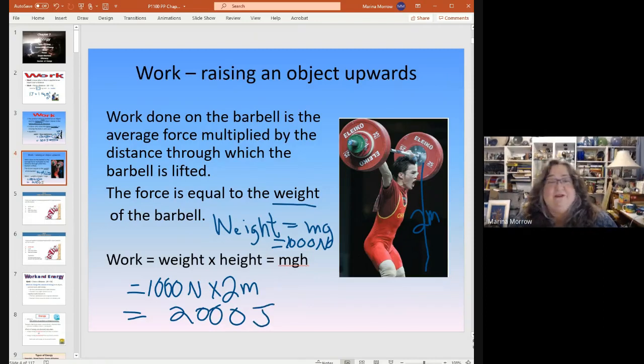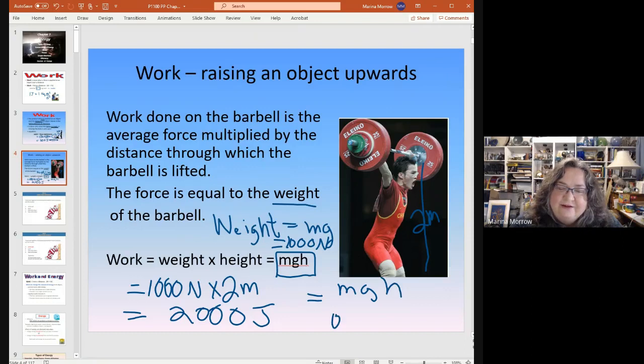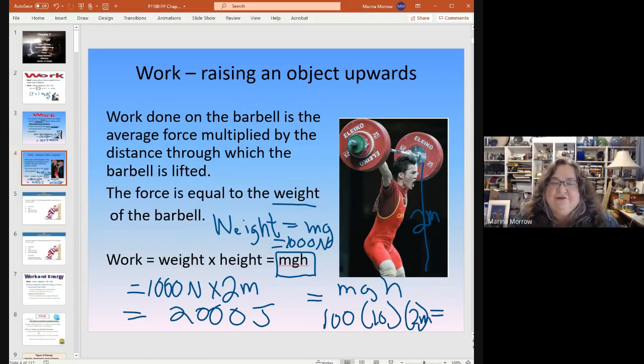Okay, but we also could get it through a formula for when we're lifting up an object. We can just get it from mgh, the weight, mg, times the height, h. And so that's another way to get this whenever you're lifting something up, and what we call potential energy. That formula is mgh. And so yes, we could have just not calculated the weight in advance. We could have done mgh, and that would have been 100 times 10 times 2 meters. And so, yeah, it would be 2,000 joules also.